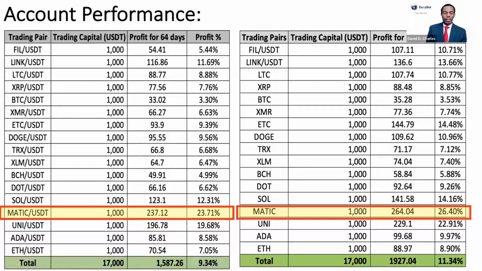I'll take a shot at it, and I'd love to get Mohammed's take. So I would say yes. This is the work that EazyBot does for the user.